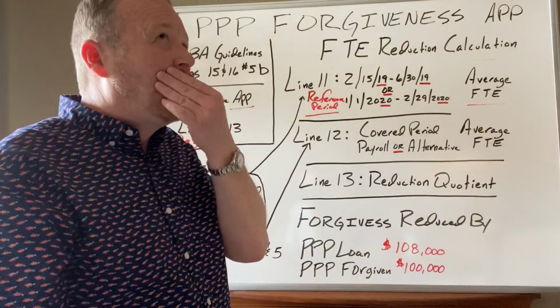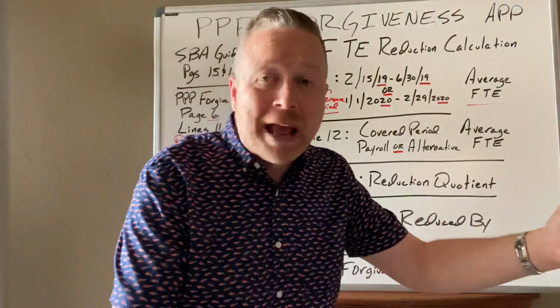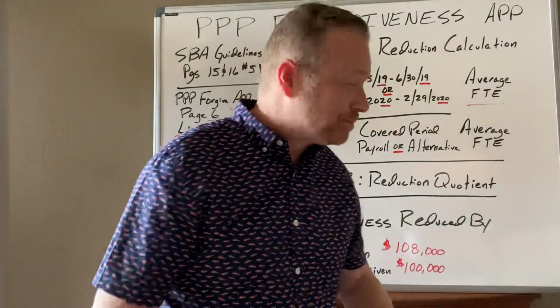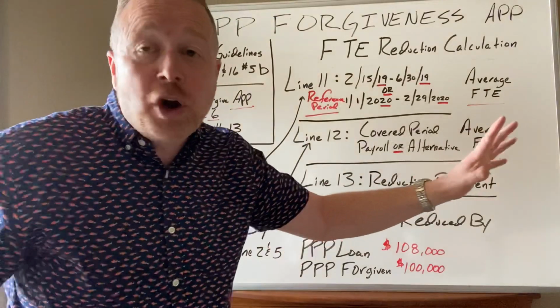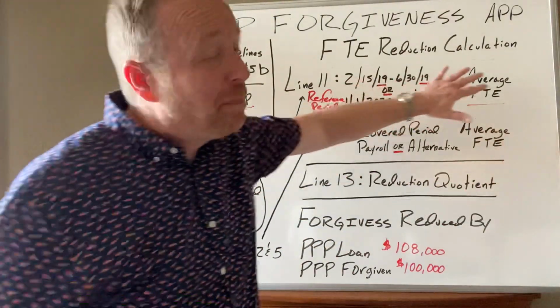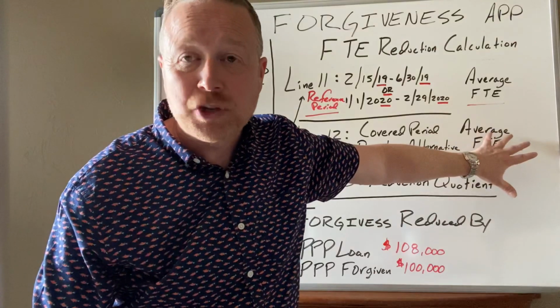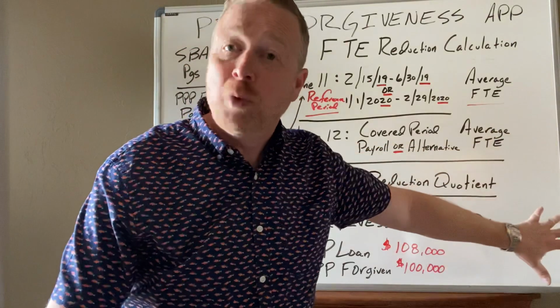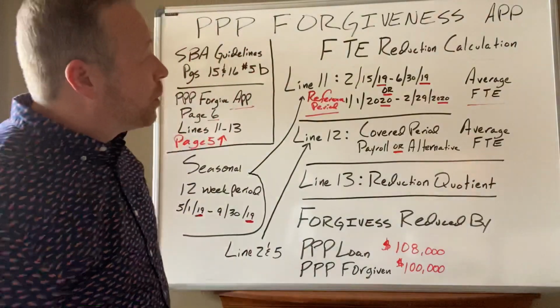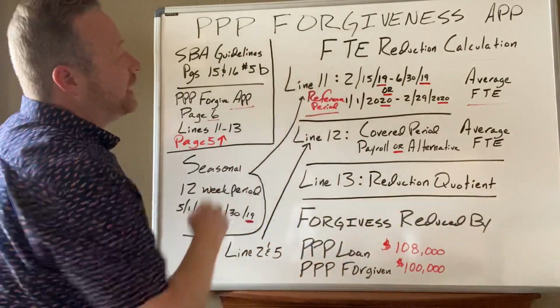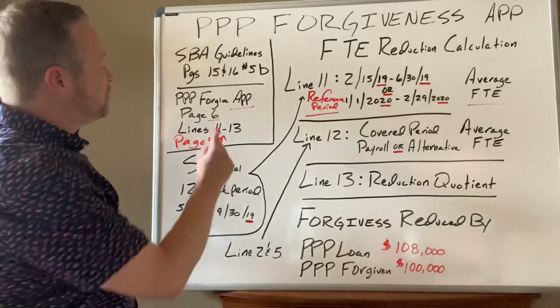No, wait a minute. Well, it depends. Why am I even saying it's higher? Could be different. Might wanna pick the one that's lower. You don't even have to pick it. You're gonna figure out both. End of story. You're gonna run the calculation 2 different ways, seasonal 3 different ways, to determine what you wanna pick. So, now, line 12 of the FTE reduction calculation, page 6.